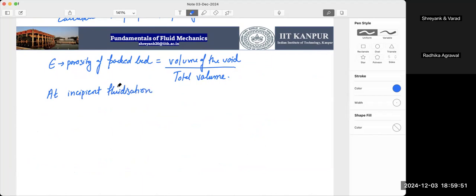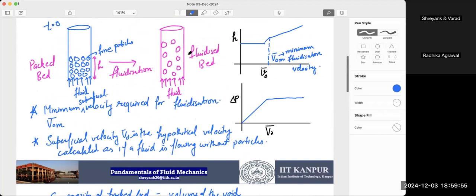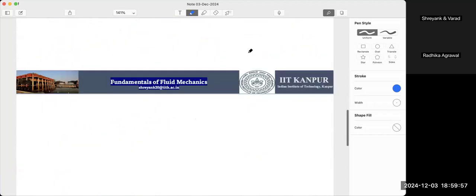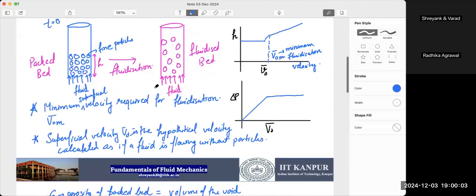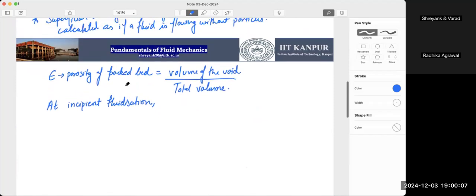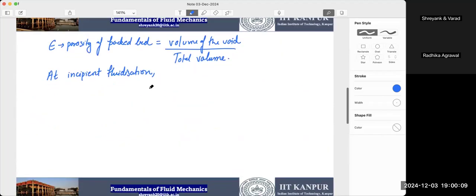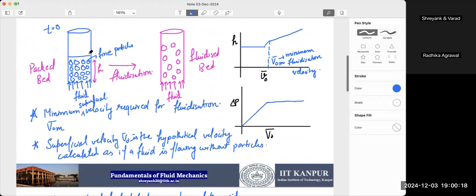So incipient fluidization means when we reach the state where the bed becomes fluidized. At that instant, the pressure drop applied across the packed bed should be balanced by the gravitational forces acting on the particles. So delta P into the cross-sectional area A.